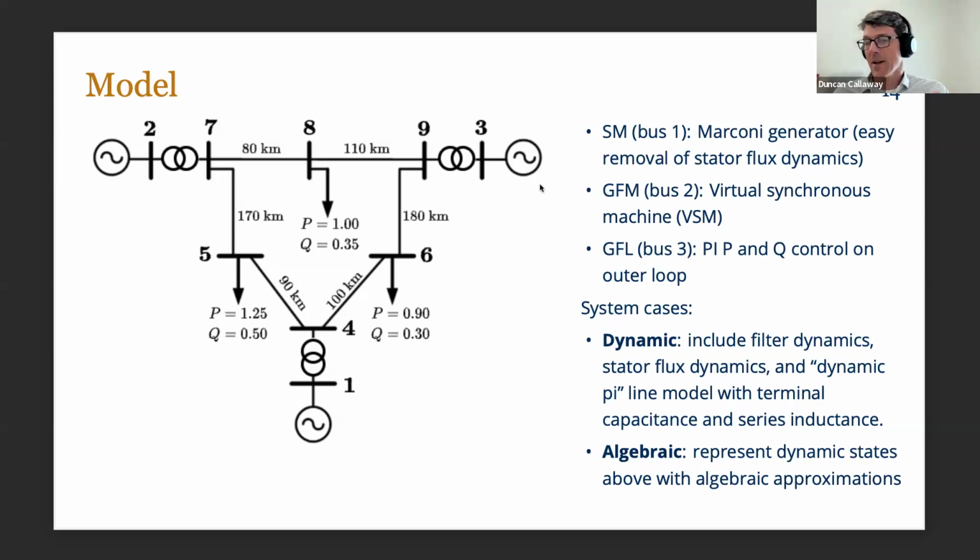At the end of either line, you've got a capacitance and then a series inductance along. I'll talk about even more detailed dynamic transmission line models coming up in just a bit. So we include all of those fast dynamics, and then an algebraic case where we represent those dynamic states above just with algebraic approximation.